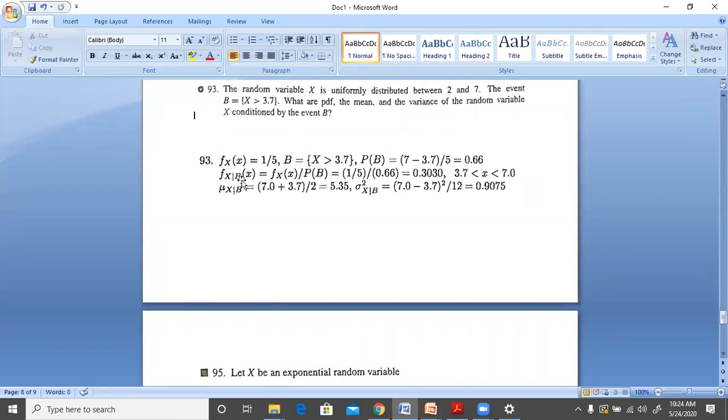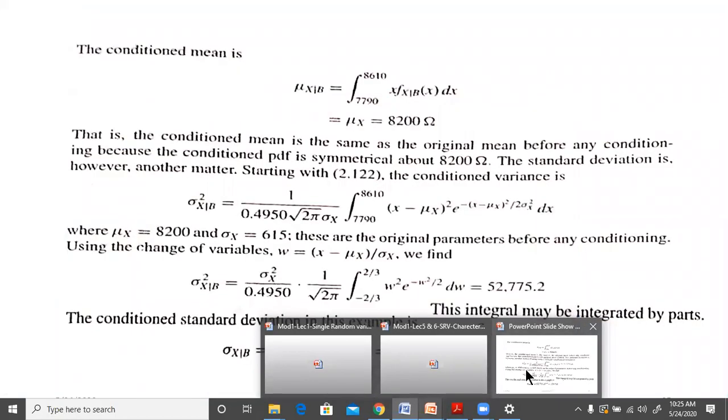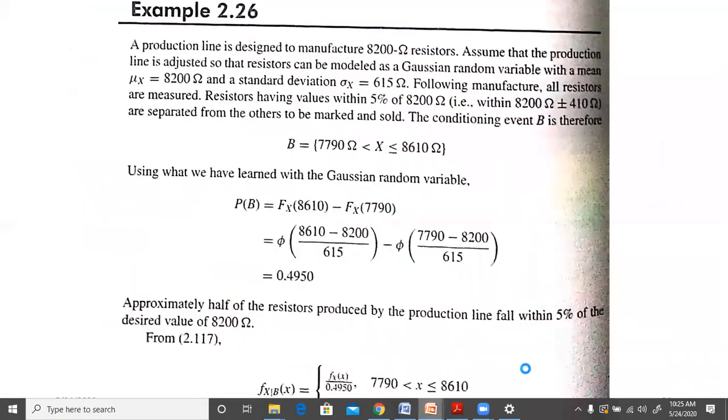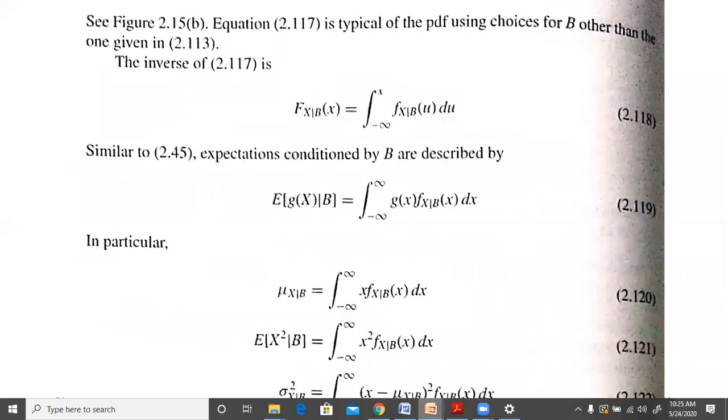So having found this fx given b, we can find the mean. Mean will be integral of x times fx given b of x. This will be nothing but the same thing as the normal mean, so we can see that over here, which will turn out to be the quantity which is here. This is the one which we are talking about.